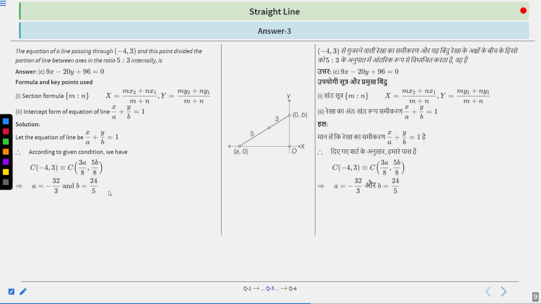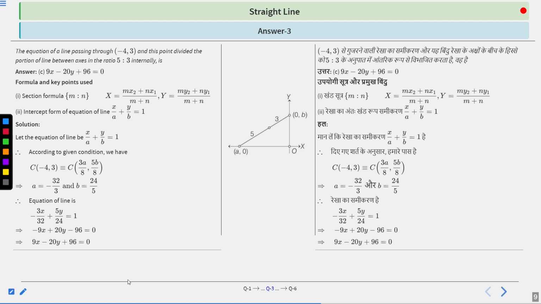Clear? Therefore, you will equate 3a by 8 is equal to negative 4 and 5b by 8 is equal to 3. So you will get a is equal to negative 32 by 3 and b is equal to 24 by 5. Got it? Therefore, the equation of the line is negative 3x by 32 plus 5y by 24 is equal to 1. After solving this, you will get negative 9x plus 20y minus 96 is equal to 0. Got it?